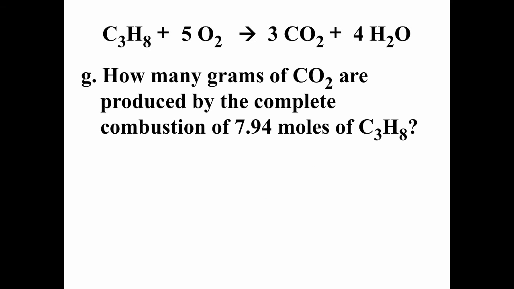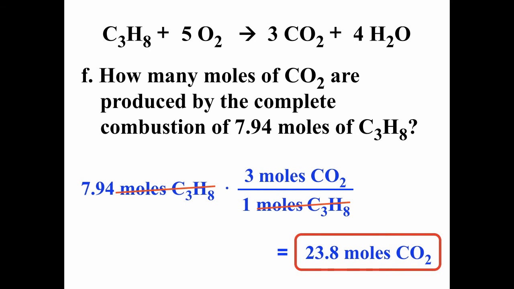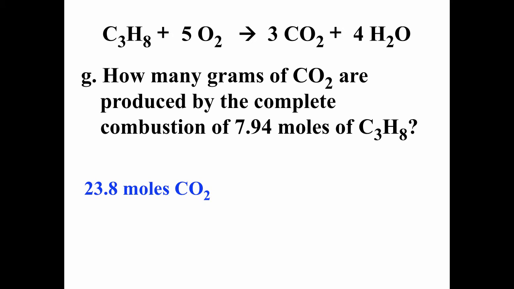Okay, now part G: how many grams of CO2 are produced by the complete combustion of 7.94 moles of propane? And notice that in the previous problem, we figured out how many moles were produced, 23.8 moles of CO2. So if we want to find out how many grams that is, we note that for carbon dioxide, CO2, the mass of 1 mole is going to be the mass of a mole of carbon plus the mass of 2 moles of oxygen.